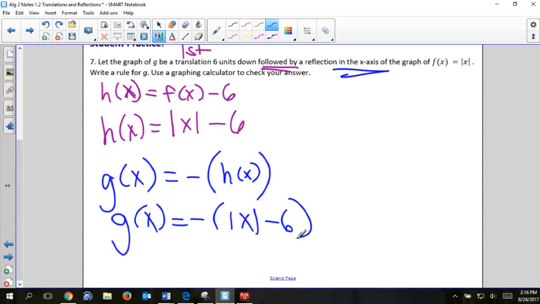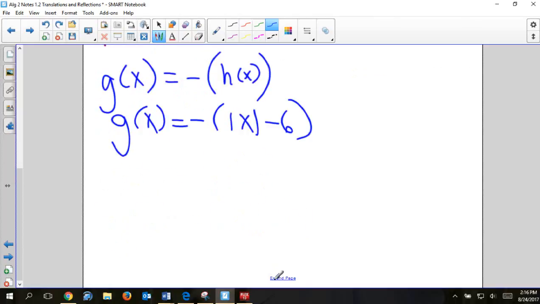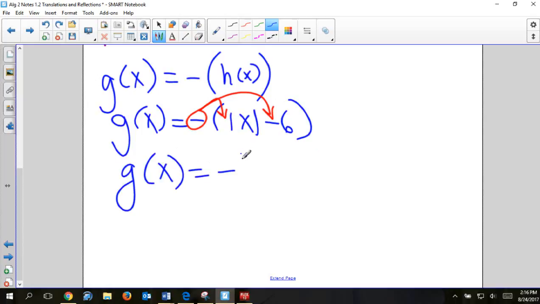Can that be simplified? Yes. What can I do with that negative 1 that is in front? It's a negative 1. I'm going to multiply that through. I'm going to distribute it. So we're going to distribute that negative 1 to both terms. We get negative absolute value of x plus 6.